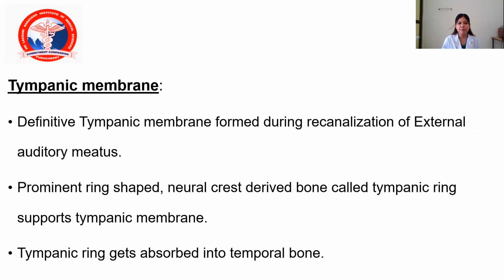The definitive tympanic membrane is formed during the recanalization of the external auditory meatus. The prominent ring-shaped, neural crest derived bone called the tympanic ring supports the tympanic membrane. The tympanic ring will get absorbed into the temporal bone. So till now, the definitive tympanic membrane has been formed.